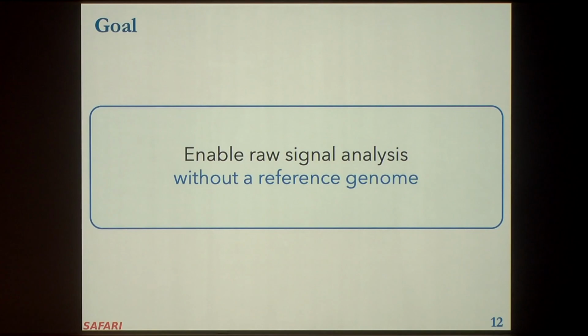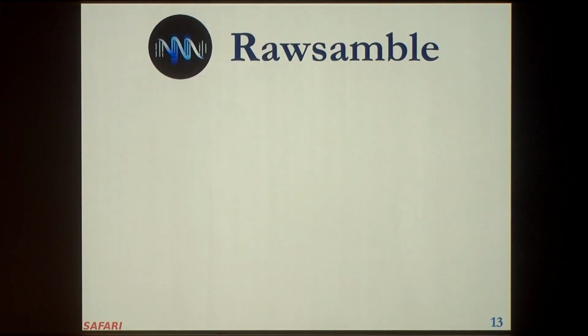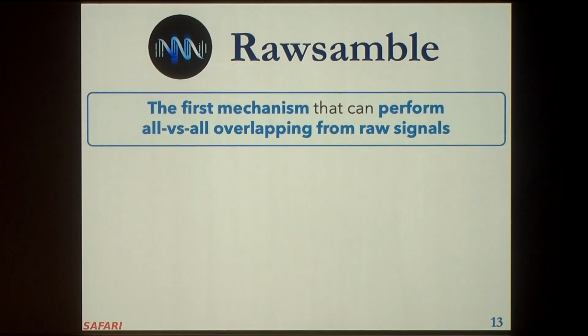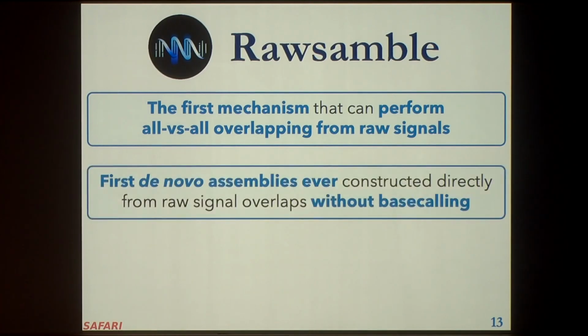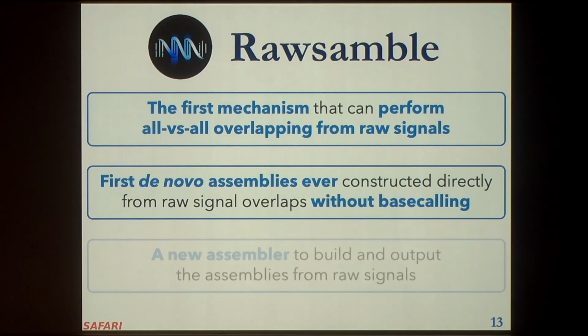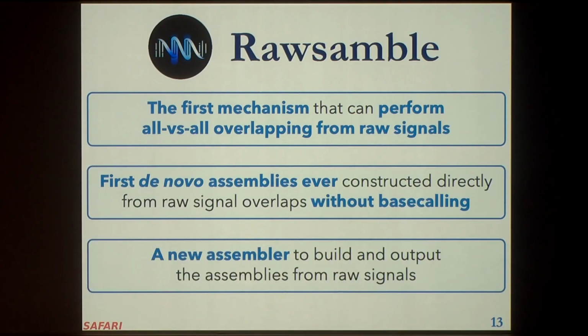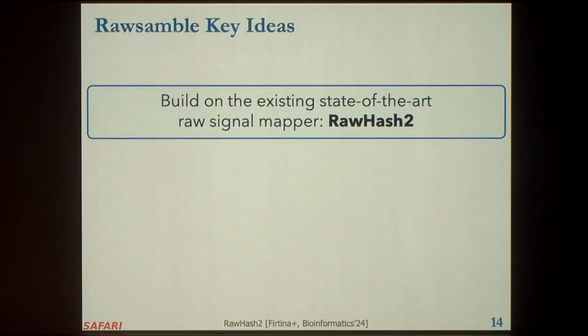Our goal is to enable raw signal analysis without a reference genome. To this end, we propose Rawsamble. We make three key contributions. We propose the first mechanism that can perform all versus all overlapping from raw signals. We built the first de novo assemblies ever constructed from raw signals. And we design a new assembler to build and output the assemblies from raw signals.